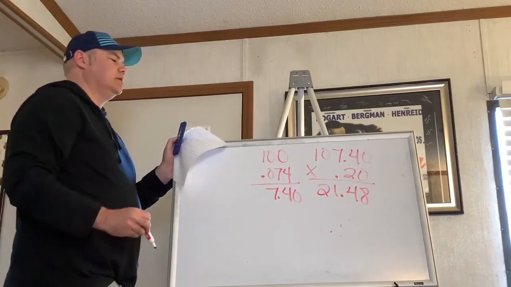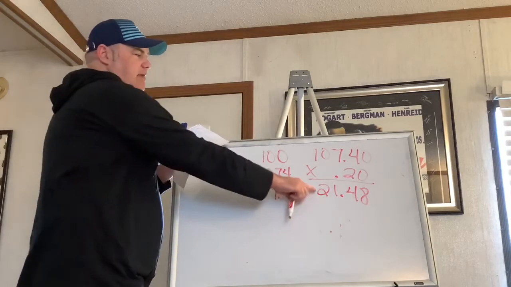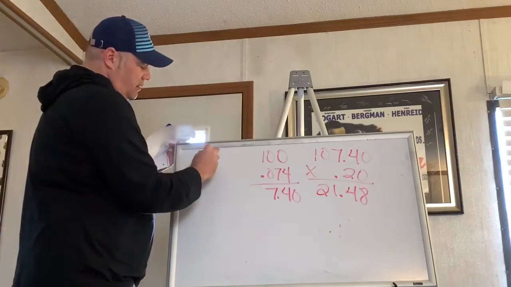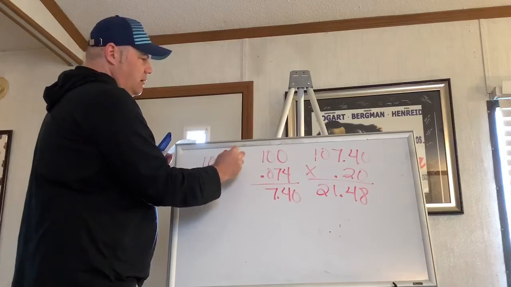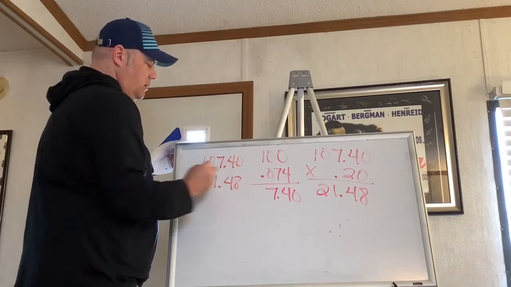Okay, $21.48 is your tip, and so you're going to add that to your new total. So over here, I can do 107.40 plus 21.48.